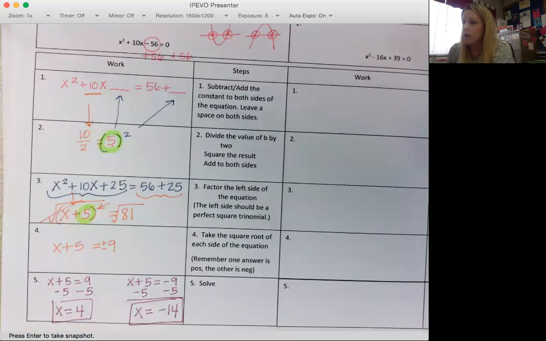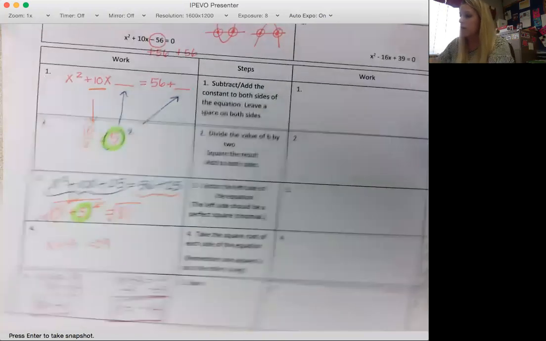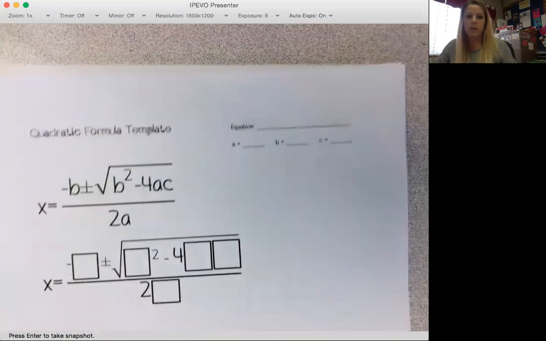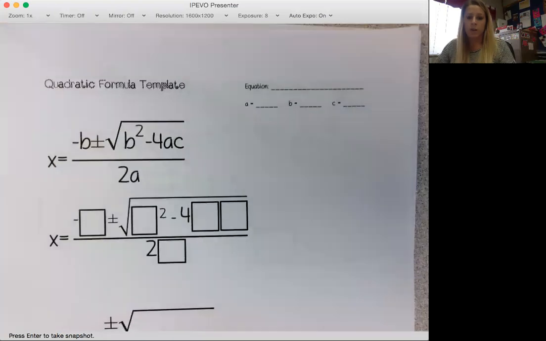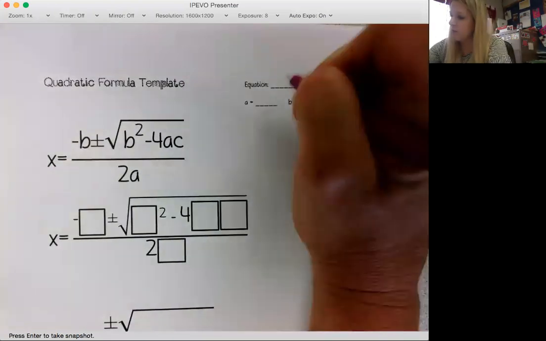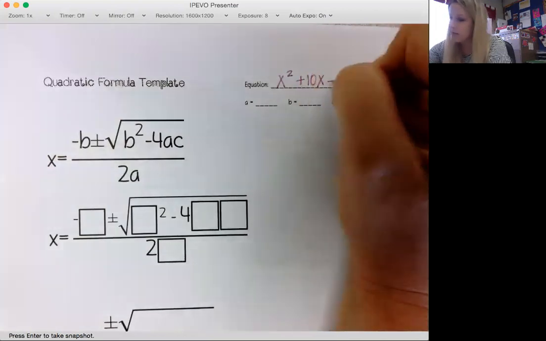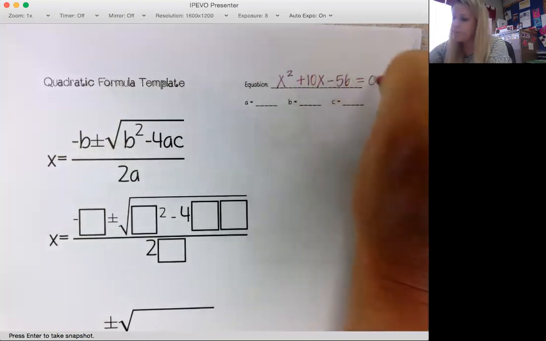So the next thing I wanted to do is basically take the same problem, but do it with the quadratic formula, so that you can see that we should get the same answers, okay? So if I go here, I'm going to do my next page, which is kind of like a template that you could do quadratic formula with. So I'm going to do the exact same problem, x squared plus 10x minus 56 equals 0.